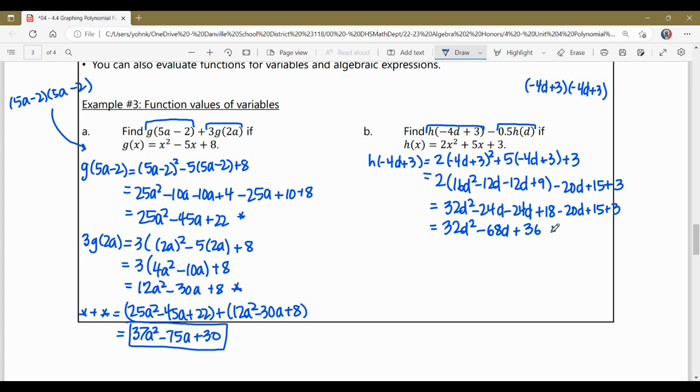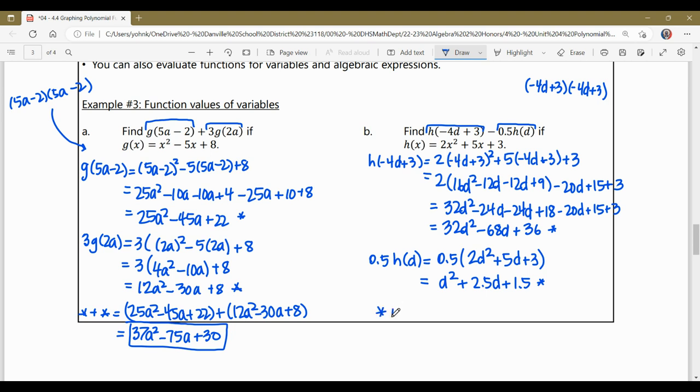So there's my first half. Then I need to do 0.5 times h of d. So I'm going to do 0.5 times, take the d and replace it: 2d squared plus 5d plus 3. Oh, that's nice. Distribute the 0.5: d squared plus 2.5d plus 1.5. Okay, there's my other half.